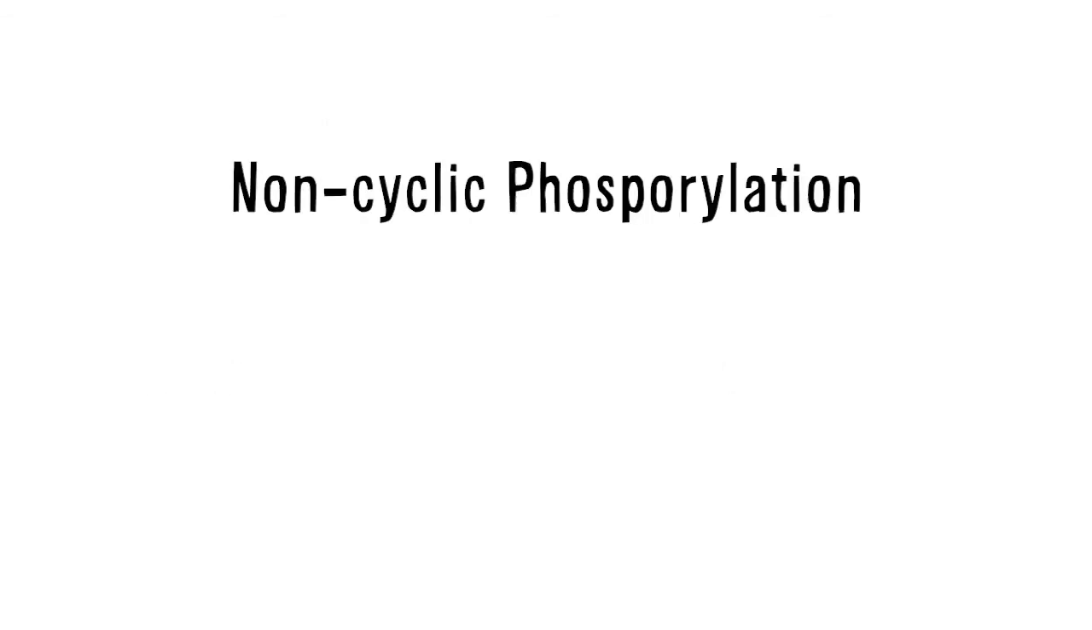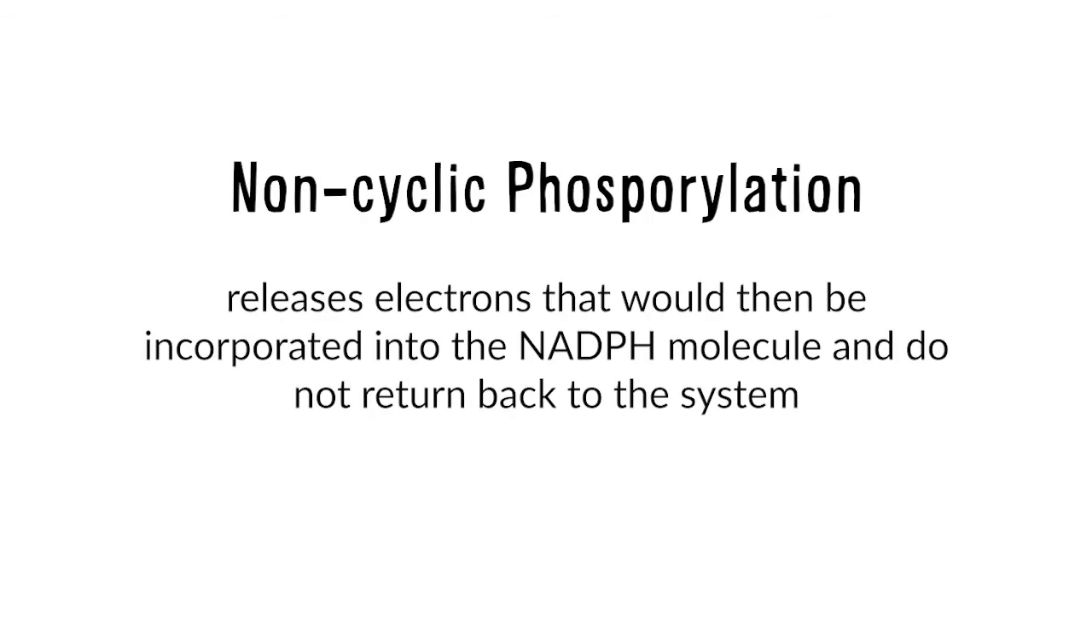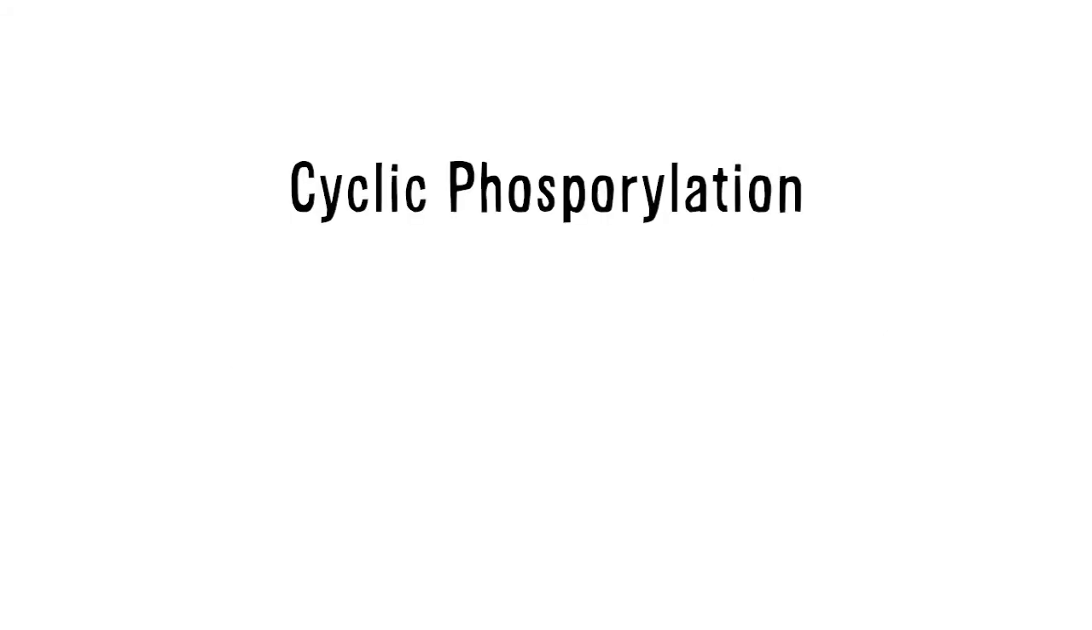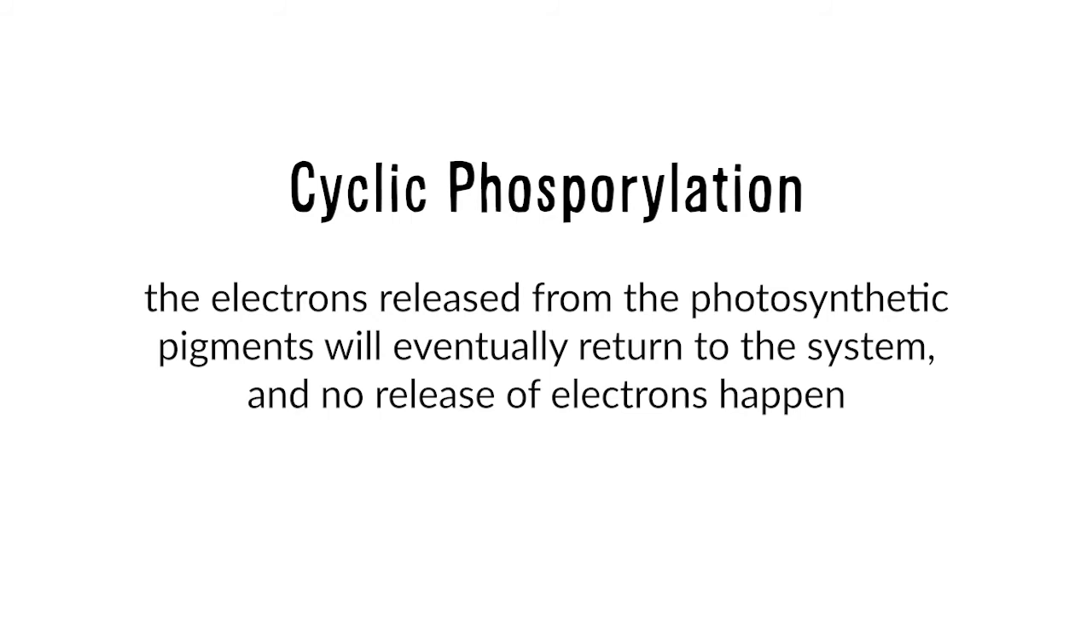Non-cyclic phosphorylation releases electrons that would then be incorporated into the NADPH molecule and do not return back into the system. In contrast, in cyclic phosphorylation, the electrons released from the photosynthetic pigments will eventually return to the system, and no release of electrons happens. We made these simple animations to show an overview of what happens during the reaction. The first one shows non-cyclic phosphorylation.